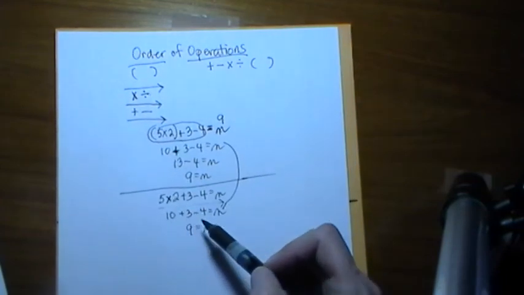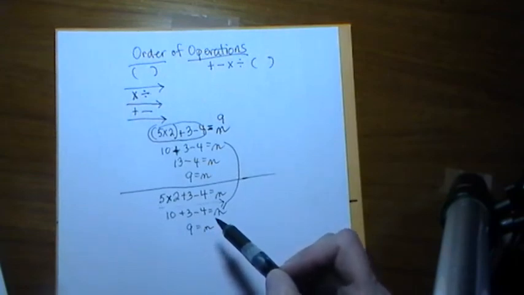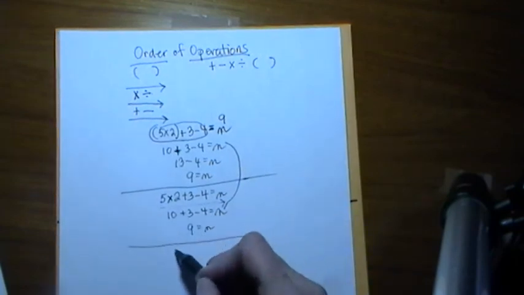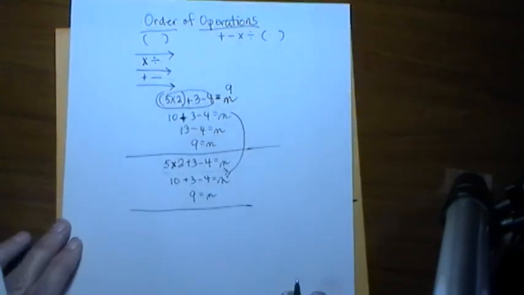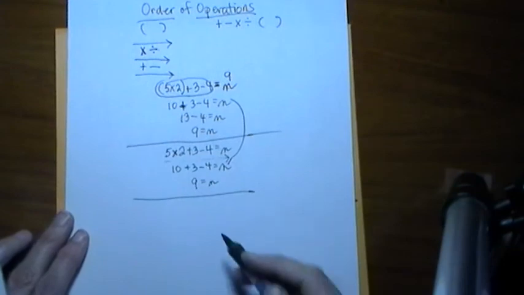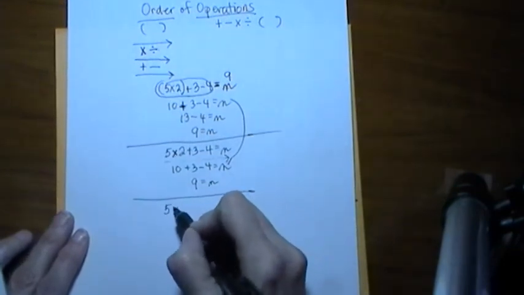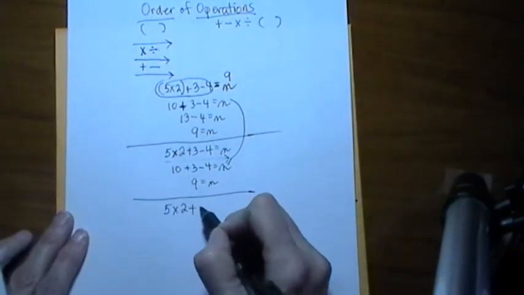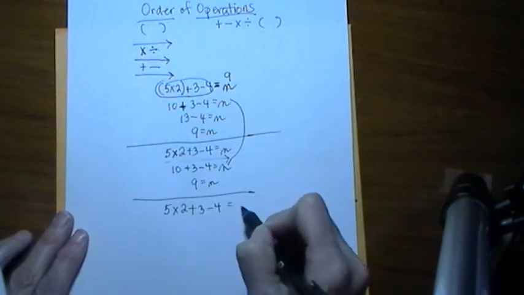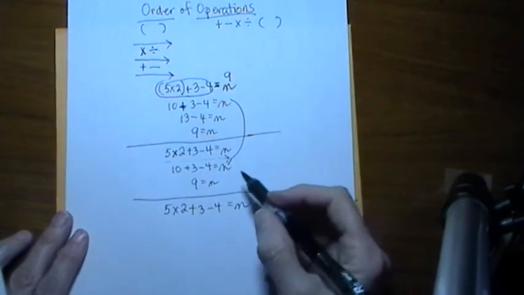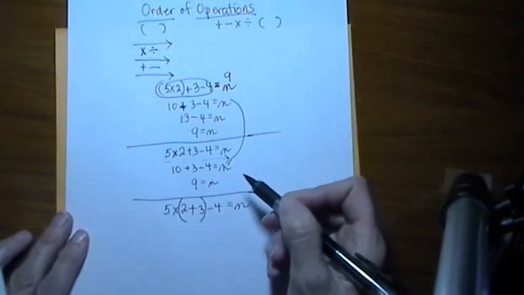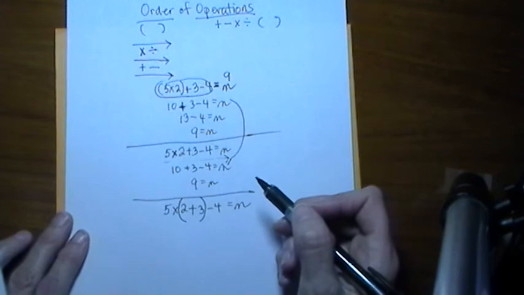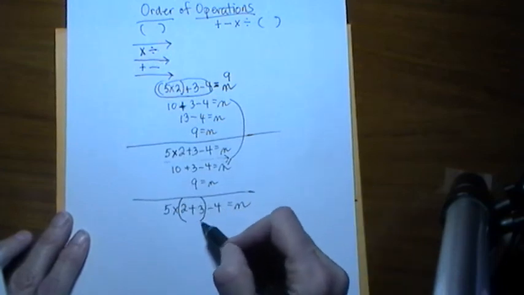So in this case, it didn't really matter whether there were parentheses or not. But what if the equation looked like this? What if the equation was 5 times 2 plus 3 minus 4 equals n, and what if there were parentheses around the 2 plus 3? Now that's going to be very different. We need to do what's in parentheses first.